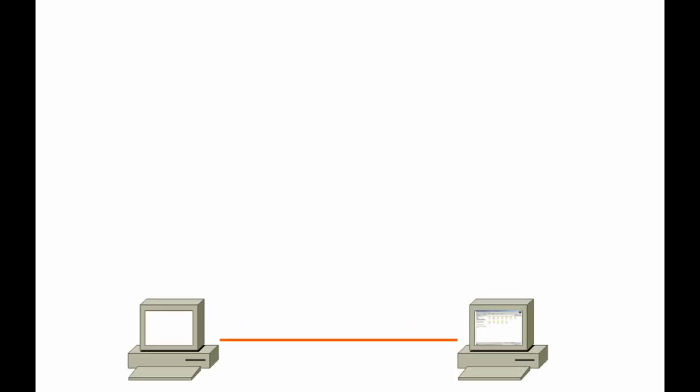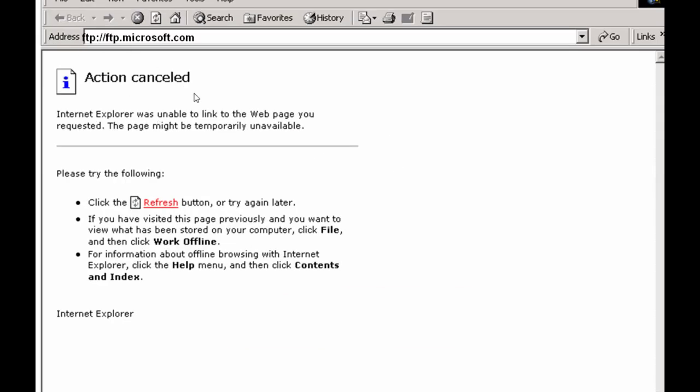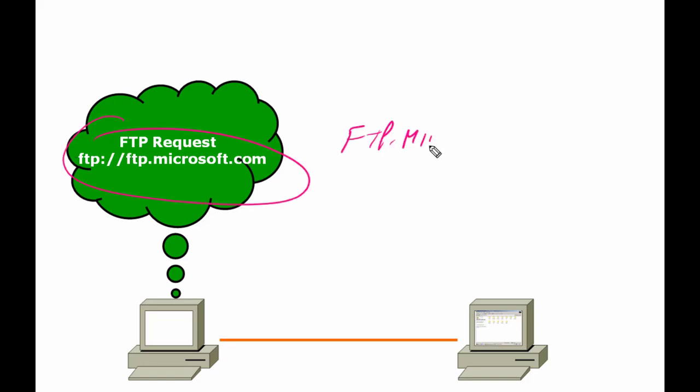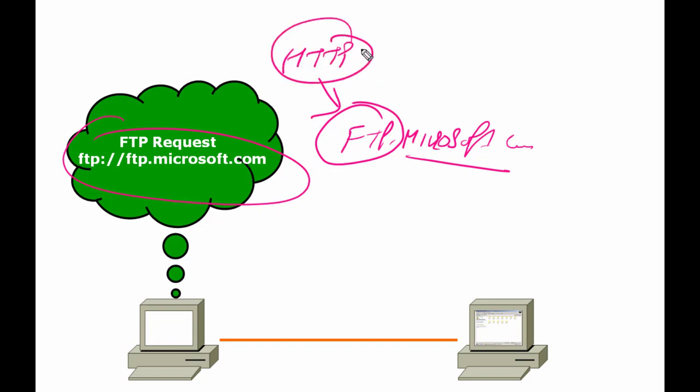Now let's take another example. You are a client and you want to access an FTP server. FTP is File Transfer Protocol. I'm taking the example of Microsoft. I will use ftp.microsoft.com in my address bar. Microsoft is again my domain name, but this time my networking service is different. In my last example I used HTTP, which is a different networking service.